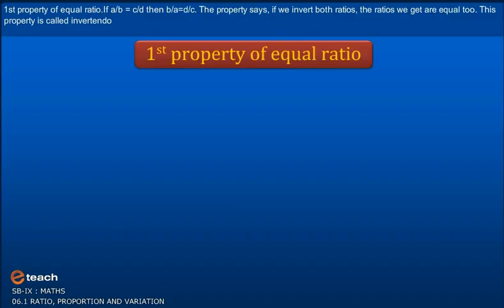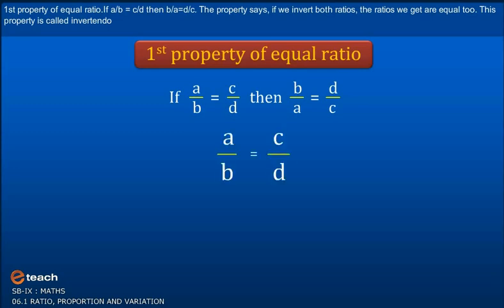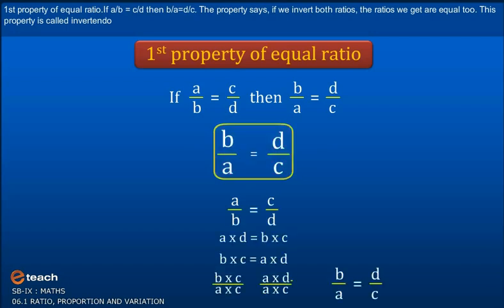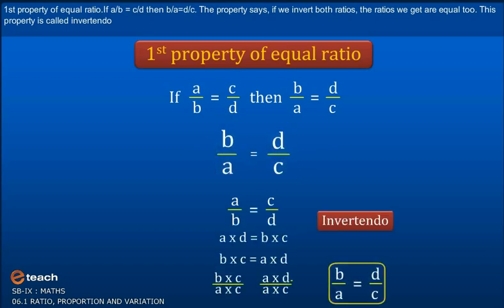Now, first property of equal ratio. If A by B is equal to C by D, then B by A is equal to D by C. The property says, if we invert both ratios, the ratios we get are equal too. Now, this property is called invertendo.